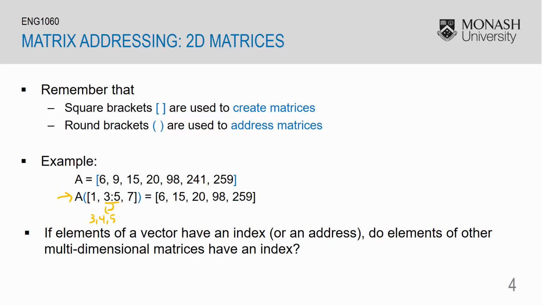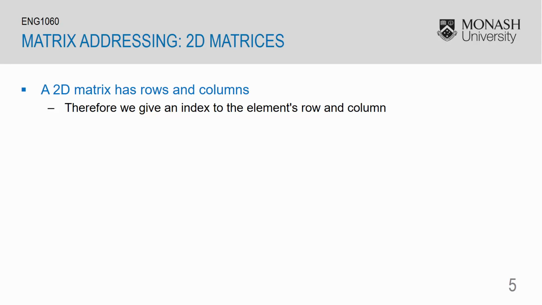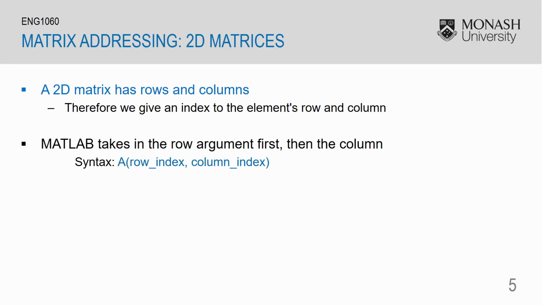If elements of a vector have an index, we should expect that multi-dimensional matrices should have indices as well. We'll now look into how we can reference elements of a two-dimensional matrix. So a two-dimensional matrix has rows and columns. Therefore, the index must identify the row and column that you're interested in. In MATLAB, the indexing first takes the row argument and then the column argument. So for example, if we had a matrix A, we can address the matrix by saying A bracket whatever the row index is, comma, column index.